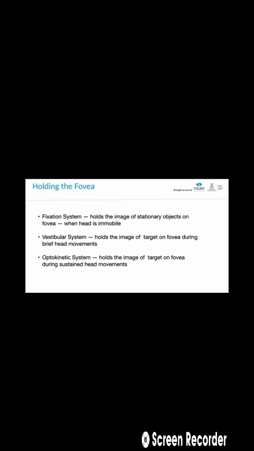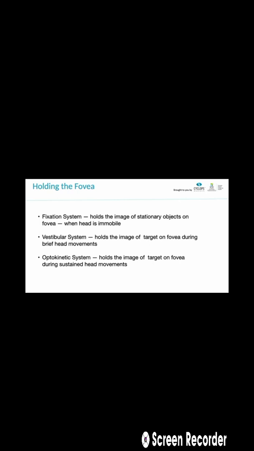Right. The systems that hold the image on the fovea, as we all know, are the fixation system, the vestibular system, and the optokinetic system. The fixation system holds the image of stationary objects on the fovea when the head is immobile. So that is, when the head is not moving, the fixation system holds the image of the stationary object on the fovea.